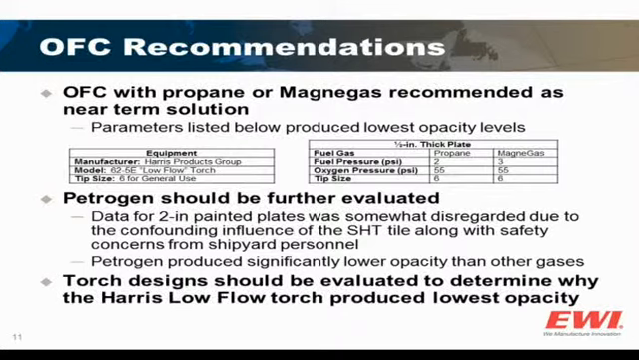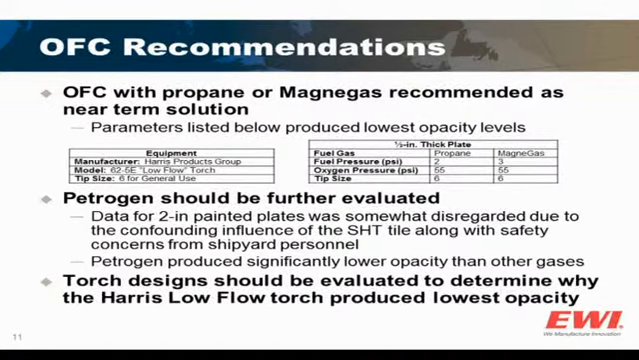So we discarded it, but a really interesting point was that the 2-inch thick painted plates, which had that SHT tile on the backside, are by far the worst case scenario for cutting. And the petrogen produced lower opacity for that particular surface condition than the other gases. So it's worthwhile to reevaluate petrogen, and I would suggest doing it on something that's got a fairly thick paint on it.